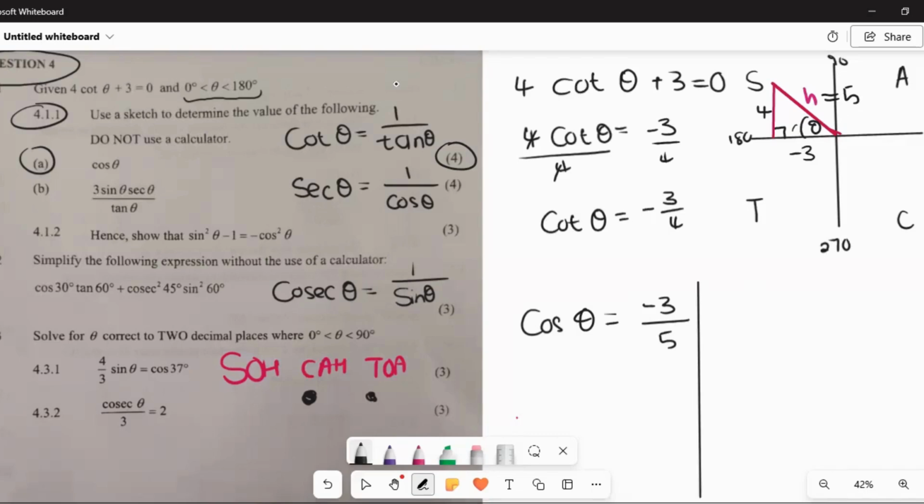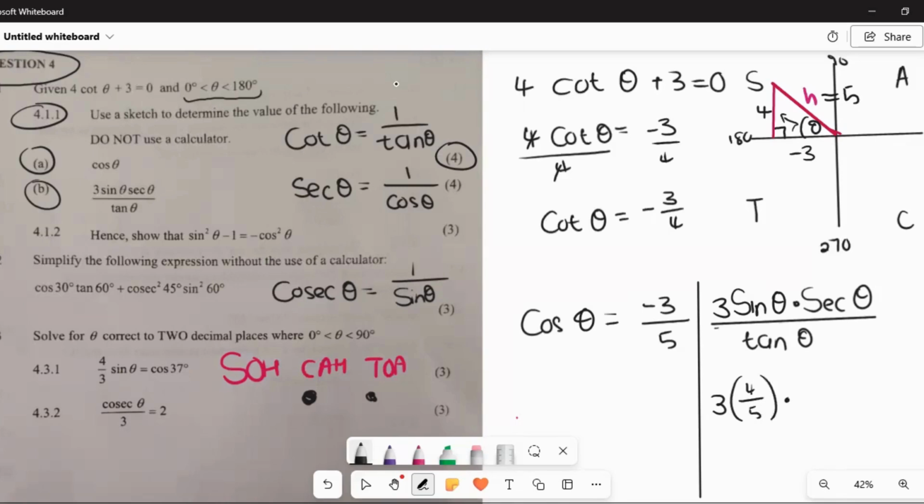Second question there, we should solve that as well. So we are given 3 sine theta sec theta over tan theta. So we have 3 sine, which is opposite over hypotenuse. So our opposite is 4 over our hypotenuse, which is 5, multiplied by sec.